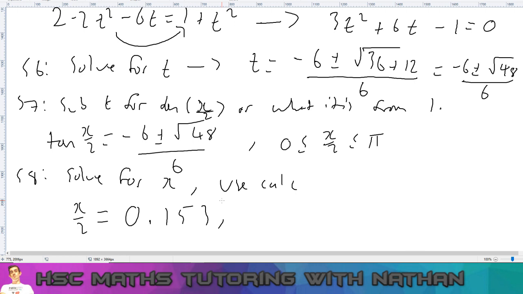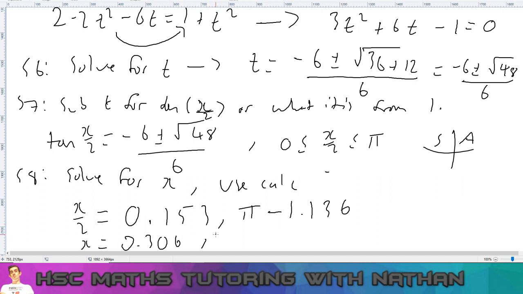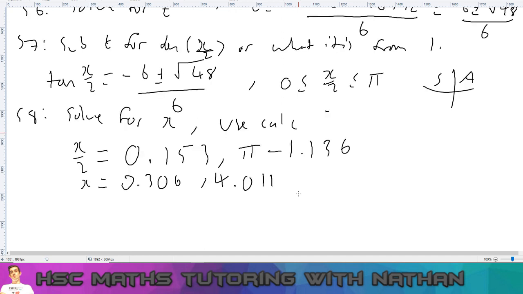And then if I type in the negative 6 minus, that's going to give me a negative answer. So look at what the quadrant is. We're only in the first and second quadrant, so it's negative in quadrant 2. So quadrant 2 is 180 minus, in this case pi minus 1.136. And all we do to get the answer now is times everything by 2. So x would be 0.306 and 4.011. So those are the answers for x for this equation.